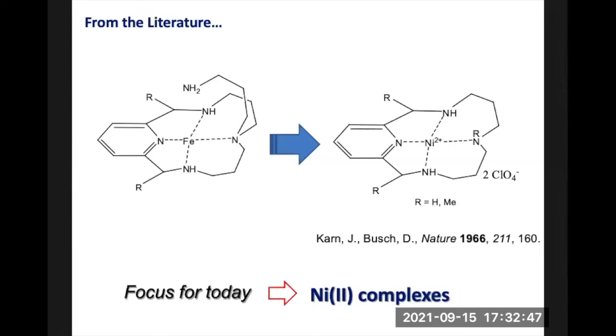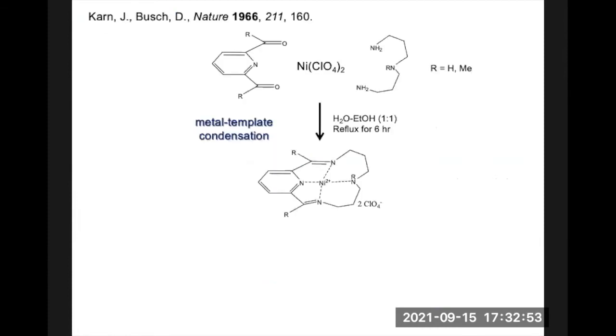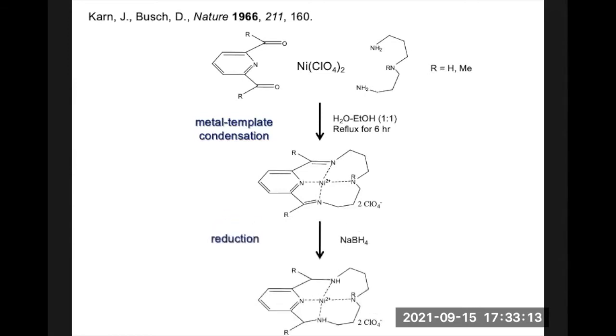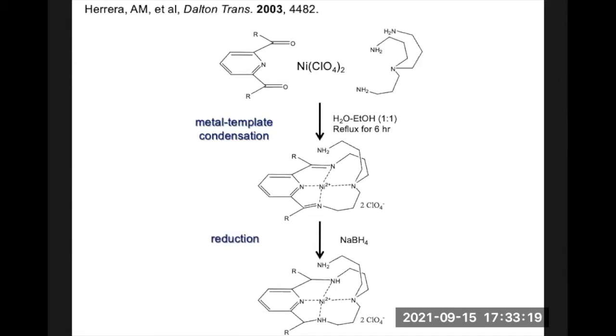So our focus for today will be on the design and synthesis of nickel-2 complexes. Now, in their work, a diacetylpyridine and a dipodylamine compound are reacted in the presence of nickel perchlorate as metal template, forming a macrocyclic complex. Now, the imine groups are then reduced to form a more stable amine bond. The procedure is then reproduced by Herrera and others by using a tripodylamine compound as the starting material.